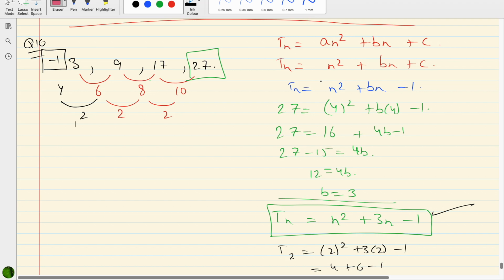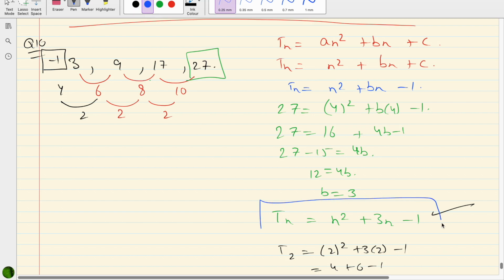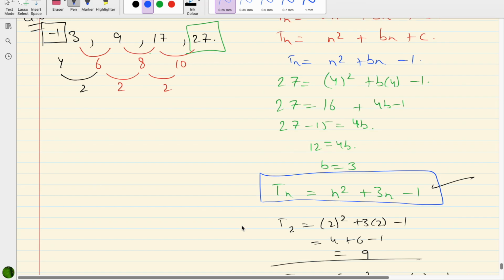So we went in reverse and we found the 0th term is -1, and then we chose 27, which was the 4th term, to find the formula, which resulted as n square plus 3n minus 1. Now I'm copying the same sequence and solving it with a different method.